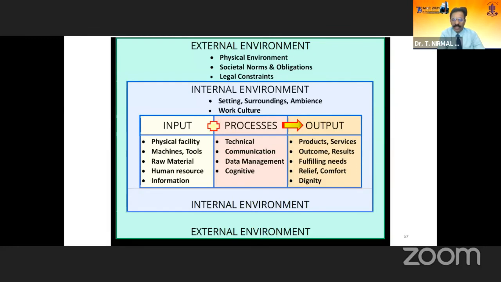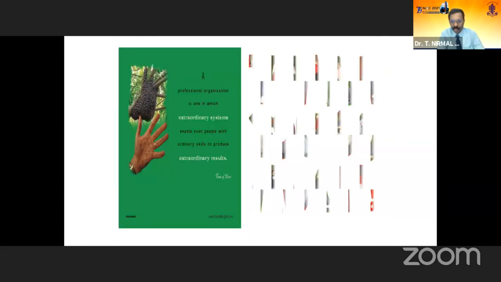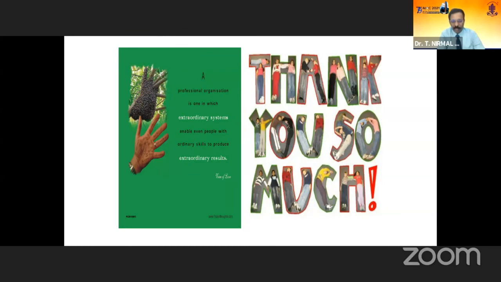So basically, NABH standards focus on structure, process, outcome. So if we have good structure and process, even during emergency, we can have good outcome. And it's very important that you have a proper team in place for enforcing these standards to get good outcomes.